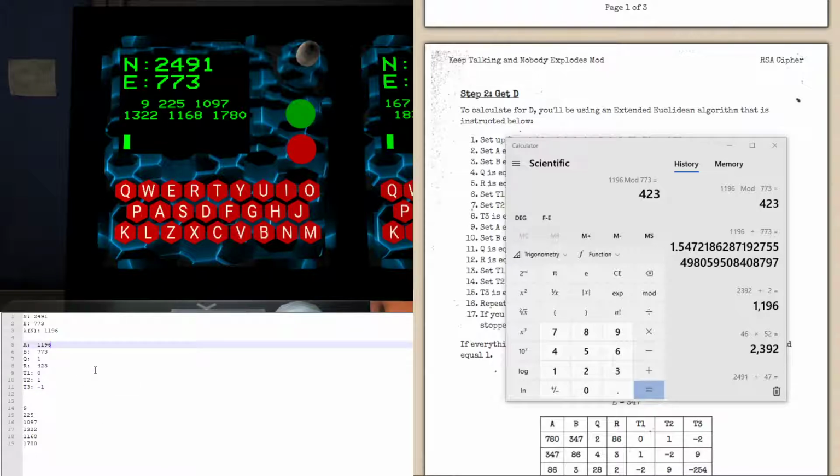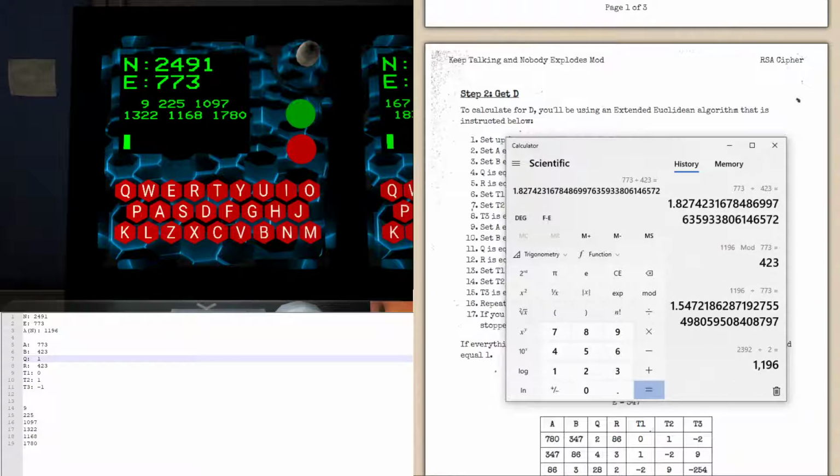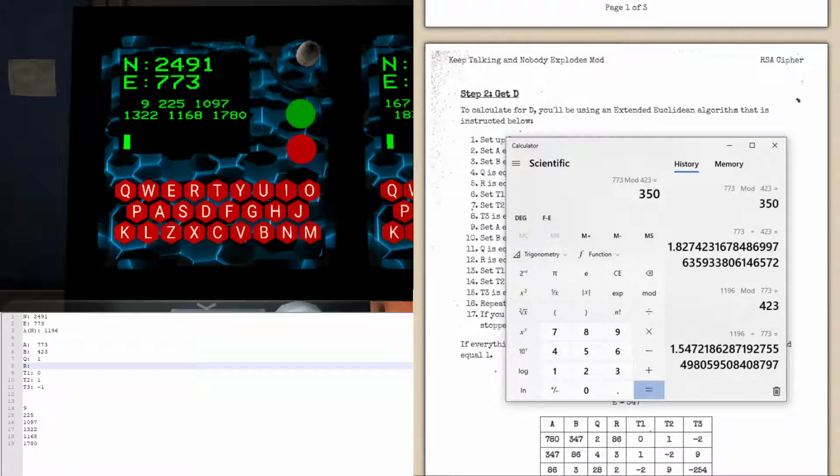We're going to set A equal to B, so this becomes 773. We're going to set B equal to the remainder, which is 423. Then we're going to do A divided by B, so 773 divided by 423. Round it down, makes it 1. That's our new quotient. And our new remainder, 773 modulo 423, is going to be 350.